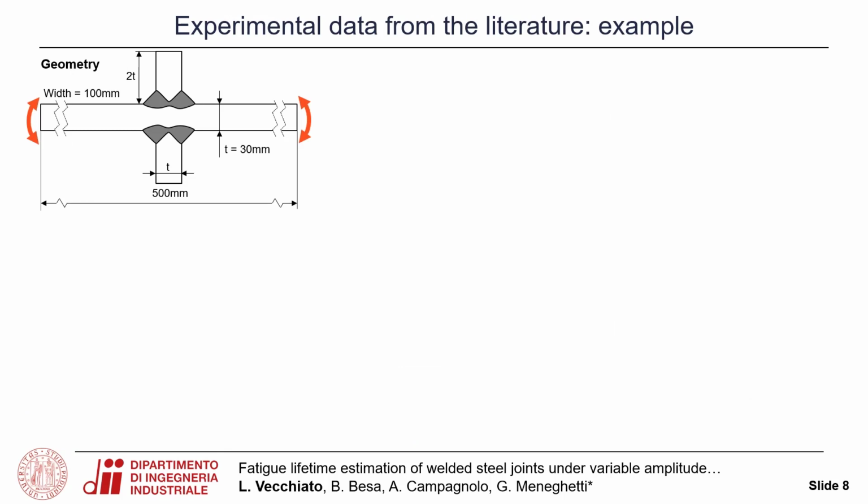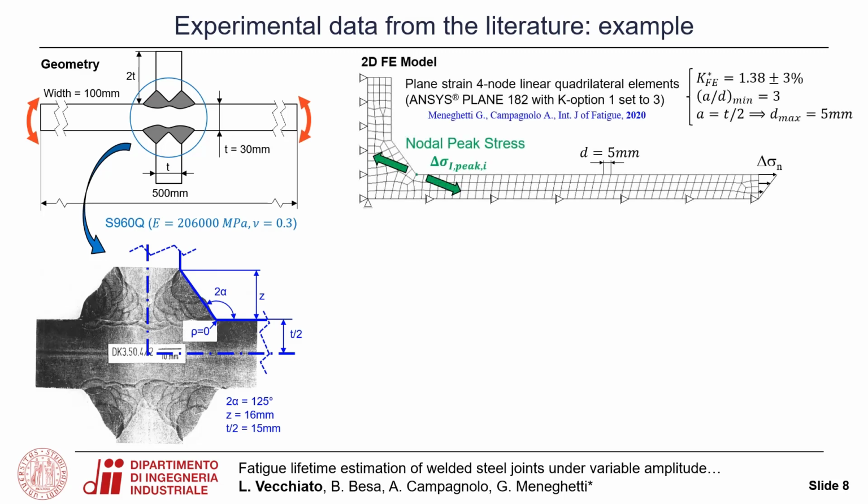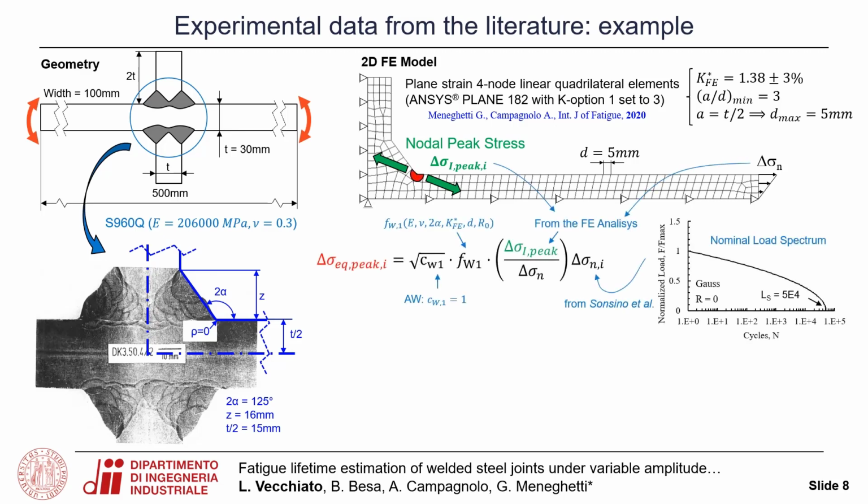Now we will see an application of the proposed method. Starting from the whole specimen geometry, the information related to the real welded geometry was taken from the reported image. Then it was simplified and modeled according to the sharp V-notch assumption discussed before. Later, a plane finite element model was realized in ANSYS by adopting plane strain, 4-node linear quadrilateral elements. So it was possible to evaluate the nodal opening peak stress value at the V-notch tip and consequently compute the equivalent peak stress range for each applied nominal stress range.